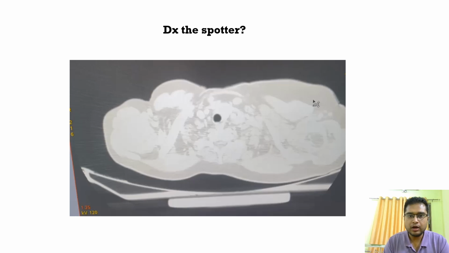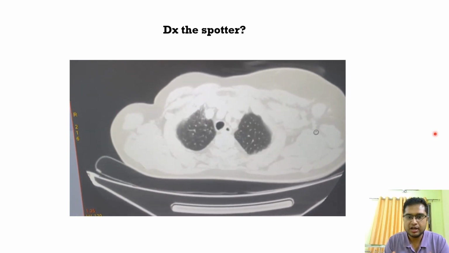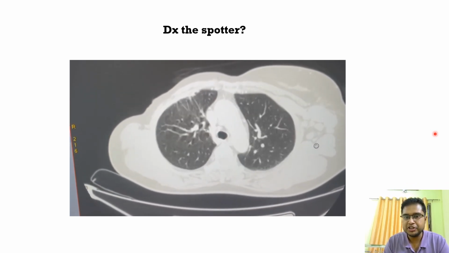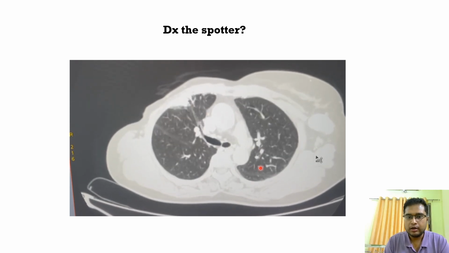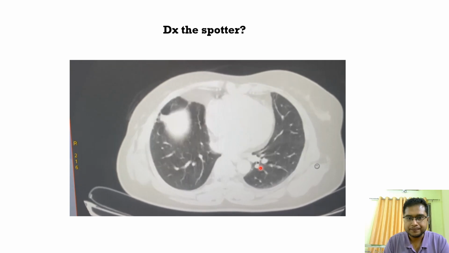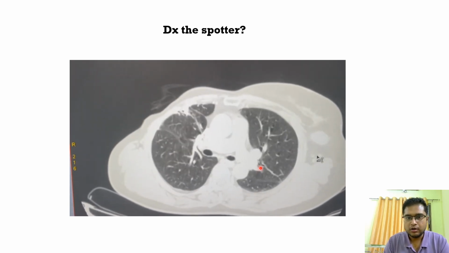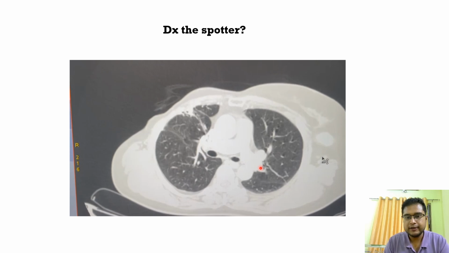So now time for a quick spotter case. Spotter means all the information that is required for the diagnosis is there within this particular image. So I'll just scroll from cranial to caudal direction in this HRCT thorax of this particular patient, and I want you to comment the answer in the comment section of the video below. And look at this particular HRCT scan of this patient. Okay.